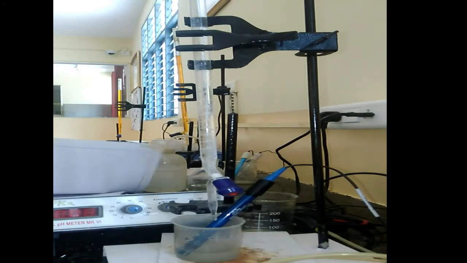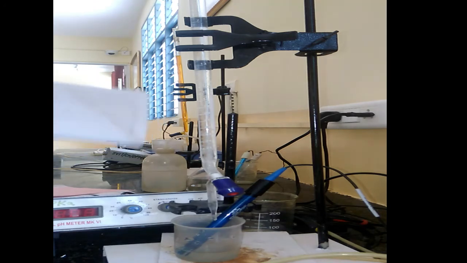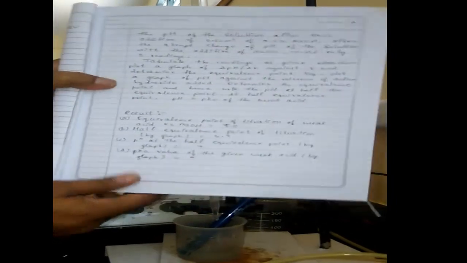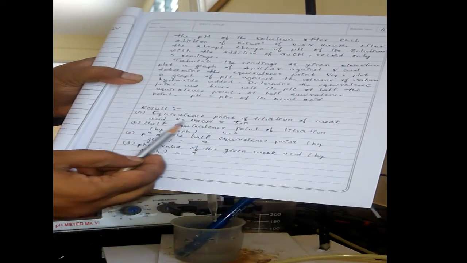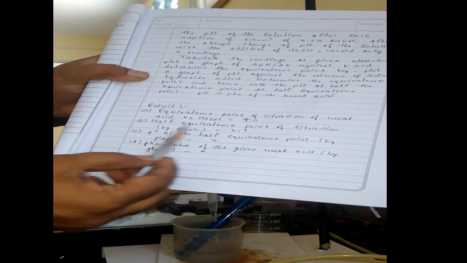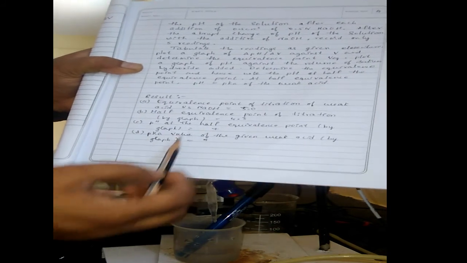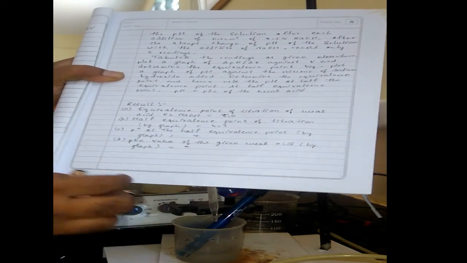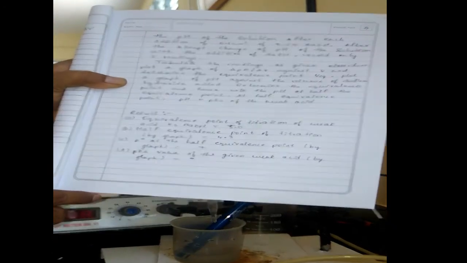This is the experimental part, the graphical part, and let us write the result at the end like this. No further calculation for this experiment, only writing the result. So the equivalence point of the titration of weak acid versus strong base is 5, half equivalence is 2.5, and pH and pKa must be the same according to the Henderson equation. This is about the result. This is the end of the experiment. Thank you.